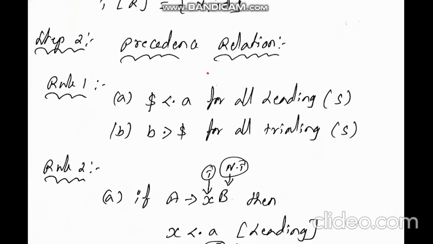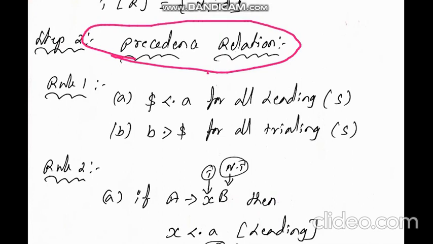So again we have rules here, right? So what is that rule? Rule number 1 for step number 2 is precedence relation. We are going to find all the precedence relations here. It's very simple. If you remember all the rules, then it is quite simple, right? So now listen here. This rule number 1 has two parts.